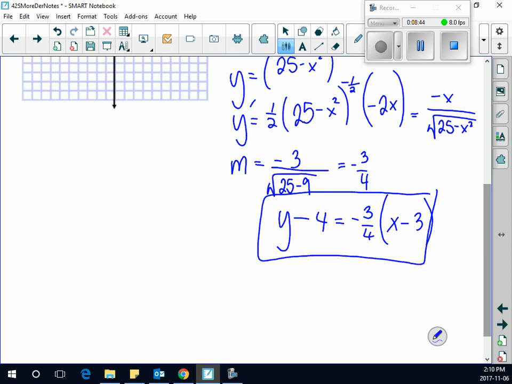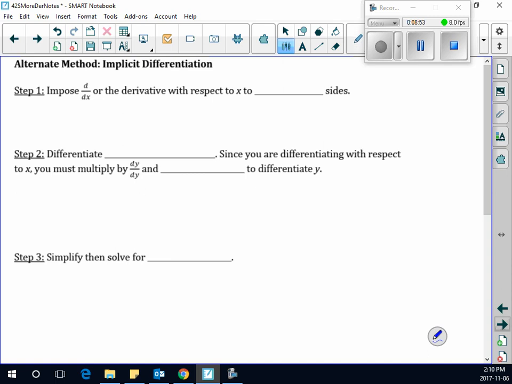Okay, so I've done this not implicitly but explicitly, because I actually solved for y and then I found the derivative. So the next method, what we're learning today, is the alternative method, which is implicit differentiation. Not all equations can be solved for y, and I'll tell you that right now. There'll be y's all over the place, and that's when you're going to know that you have to do implicit differentiation. So what you're going to do is impose a d/dx, or the derivative with respect to x, on both sides.